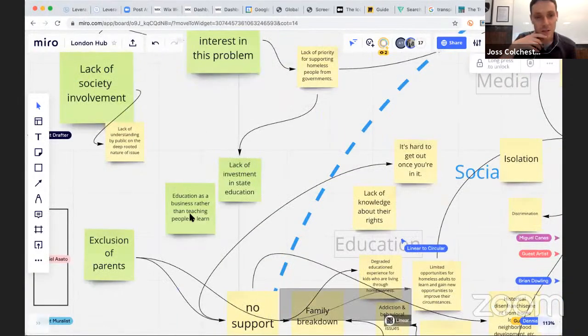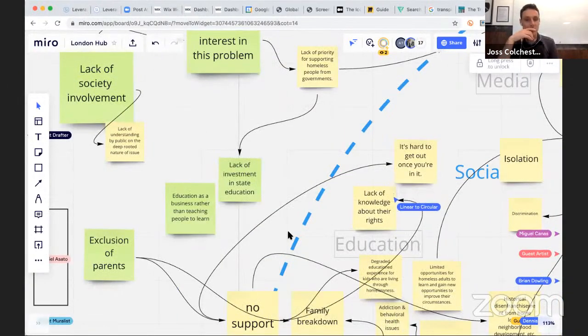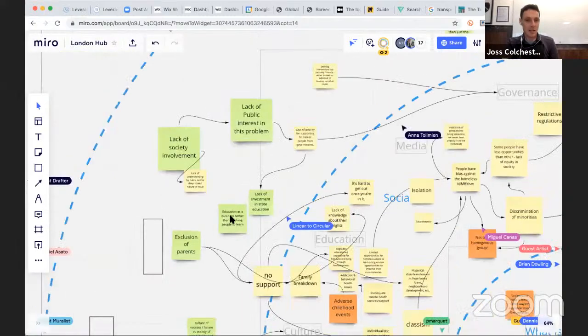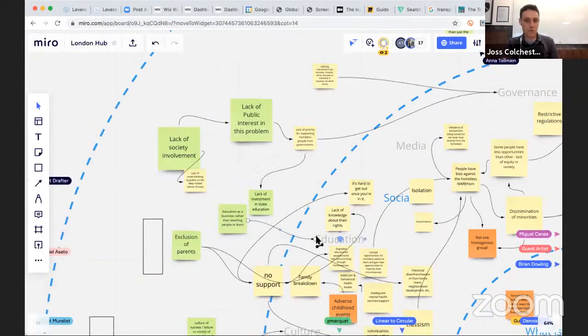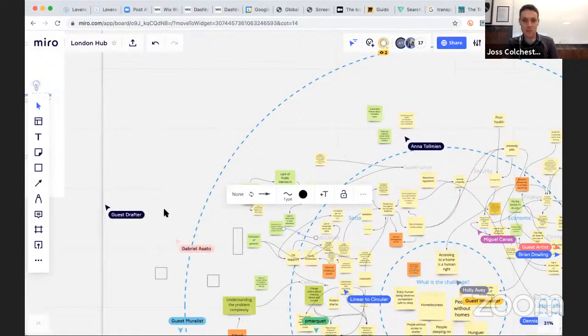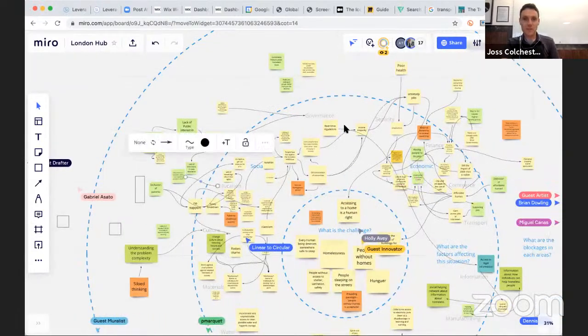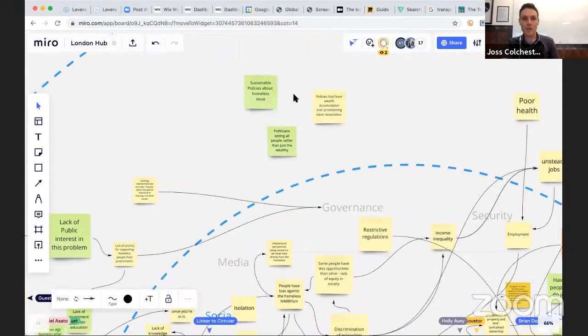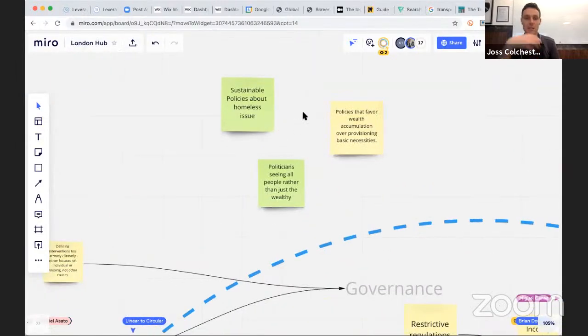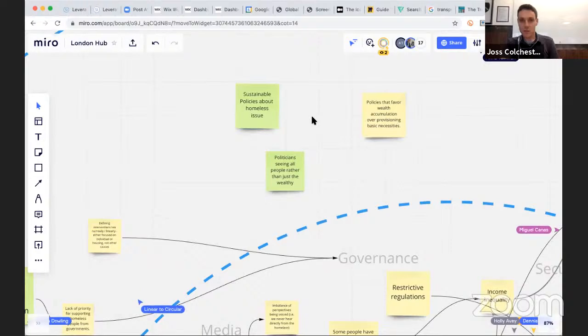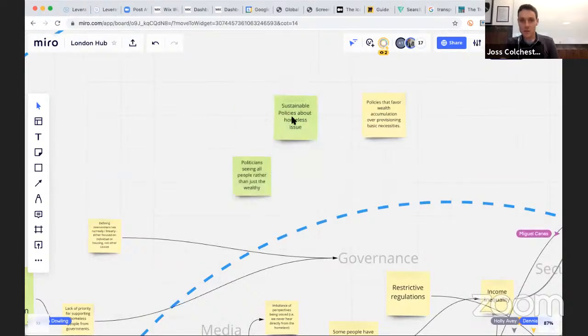Education as a business rather than teaching people to learn. Yeah, I'm not sure that's really going to affect things too much here. Up here, we've got sustainable policies about homeless issues. Yeah, so these are all going down to policy making and governance here.